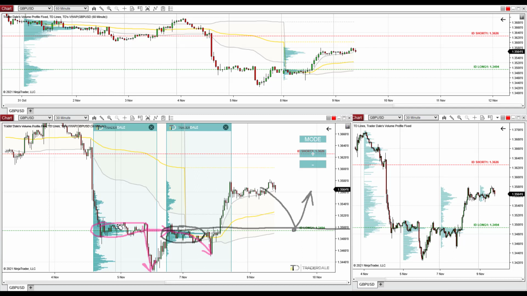Right? Notice how similar those two scenarios are, only this one is a scenario for short and this one is a scenario for long. Alright? Both are volume accumulation setups.